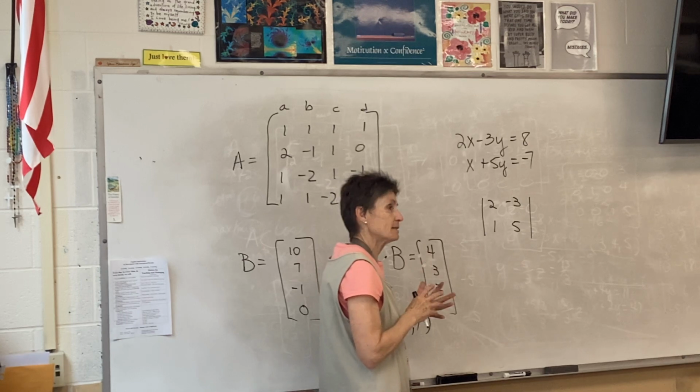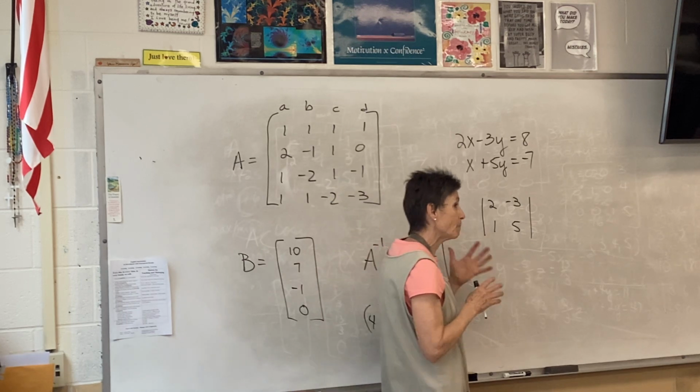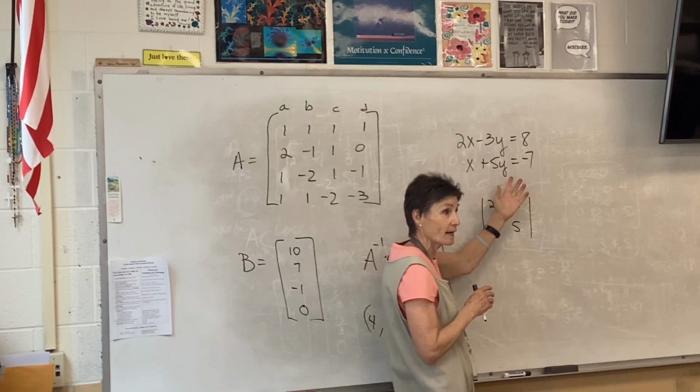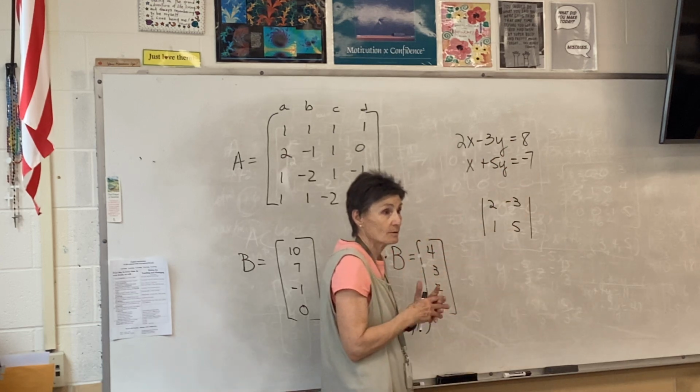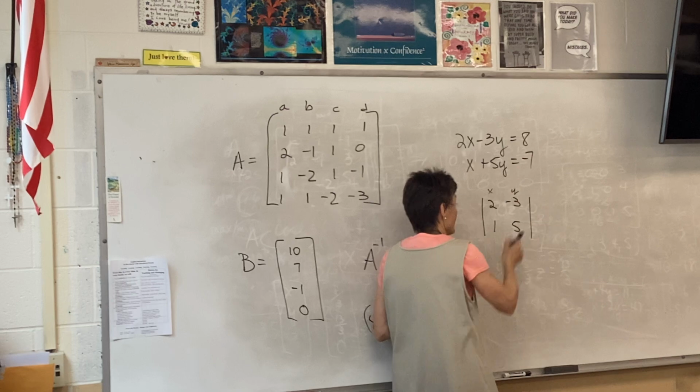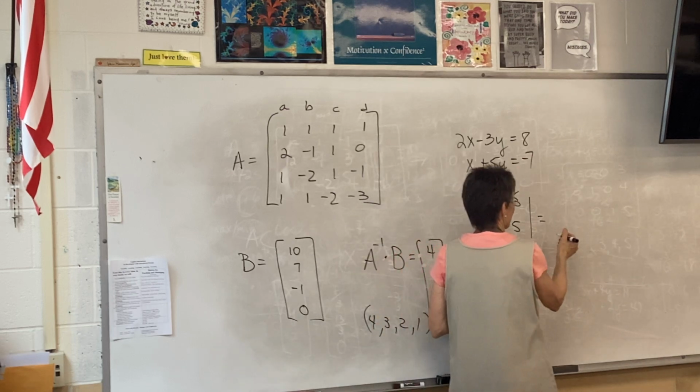Now, I'm not going to deliberately try to mess you up, but do pay attention that your x's and y's are lined up, and that's important. You have an x column and a y column. All right, what's the value of that determinant? 13.